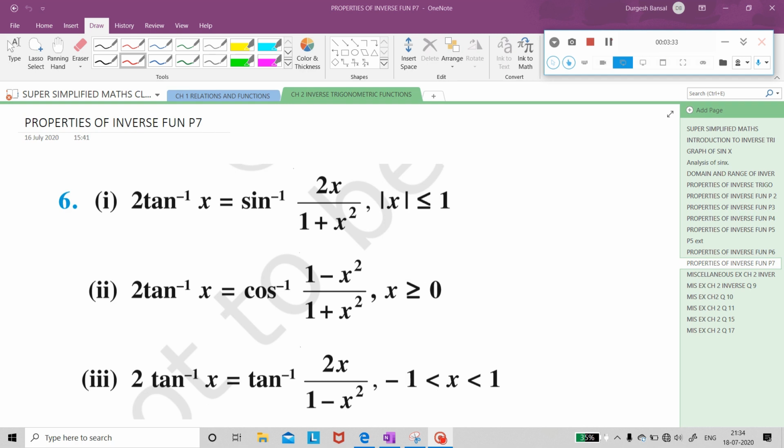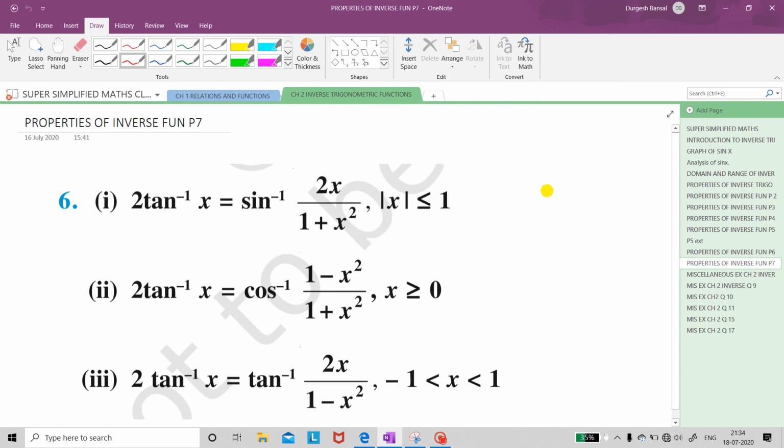Mod x is less than or equal to 1 means that x should lie between minus 1 and 1. That is, x belongs to the closed interval minus 1 to 1, which is the domain of sine inverse function. Now, similarly, you can see the other property, second one and third one.